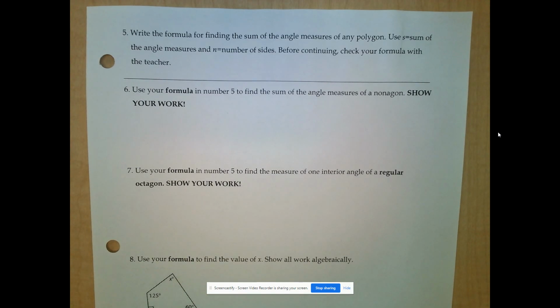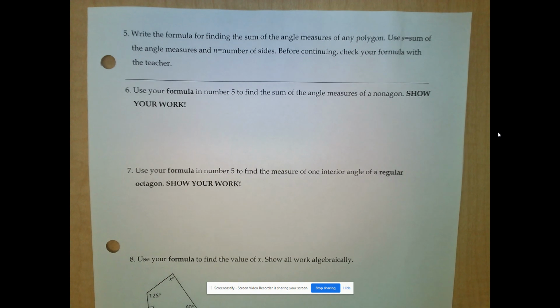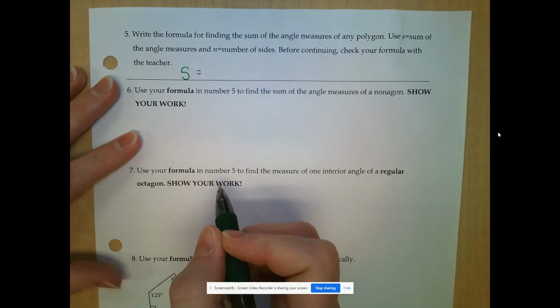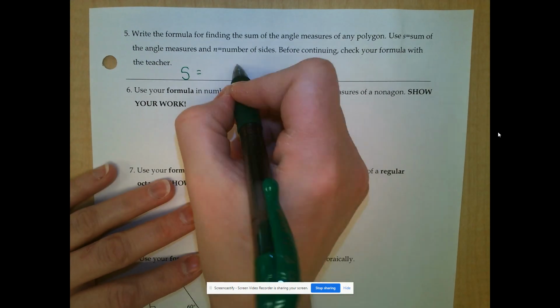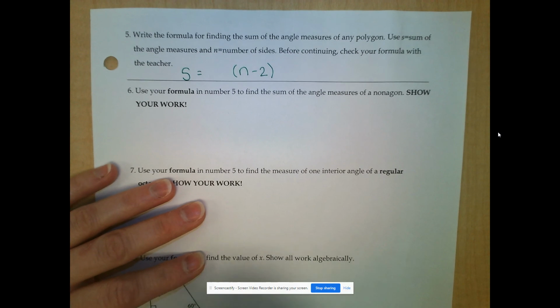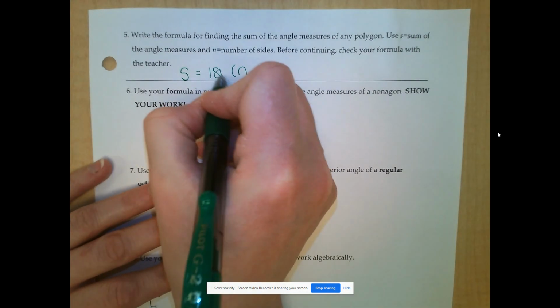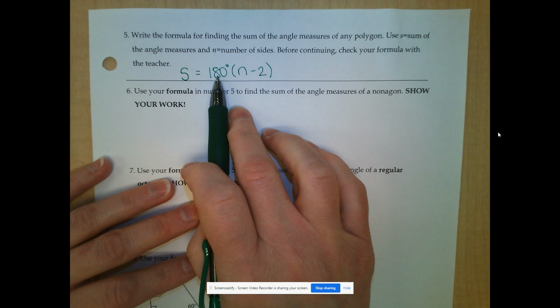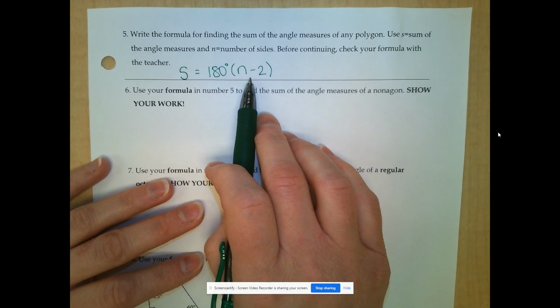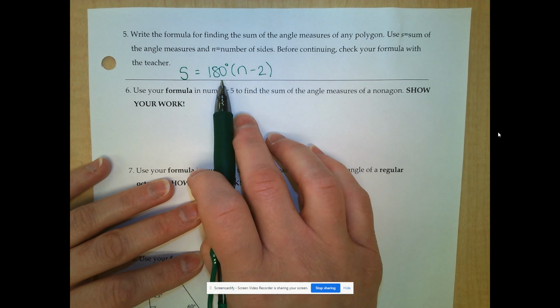Write the formula for finding the sum of the angle measures of any polygon. Use S equals sum of the angle measures. So in order to get S, the sum of the angle measures, we have to find out how many triangles are inside. So n minus 2 is the number of triangles, right? We just did that on the table on the front. Each triangle worth 180 degrees. So we normally will do 180 times n minus 2. You'll notice I put the n minus 2 in parentheses because we need that number first, how many triangles, and then we multiply it by 180. And that would be equal to S, the sum of the angle measures.